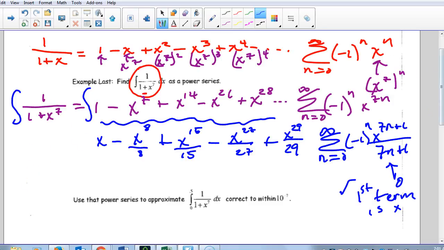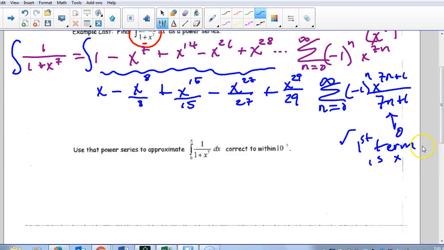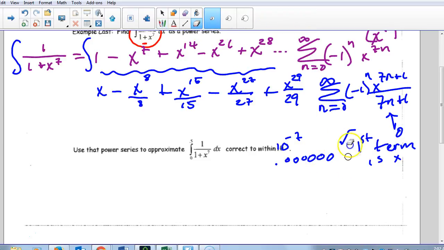Now, this next question is key. It is a fabulous question because it makes you have to think about what kind of series this is and how do I make it correct to within 10 to the negative 7. That is pretty darn small. So 1, 2, 3, 4, 5, 6, 7. 10 to the negative 7th is, and that's not a 7, that's actually secretly a 1. 10 to the negative 7 is billions of zeros, or in this case, just 6 zeros and 1.